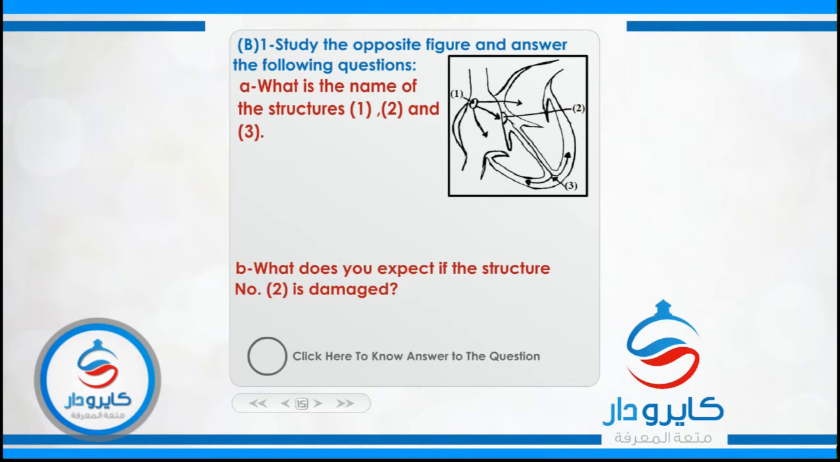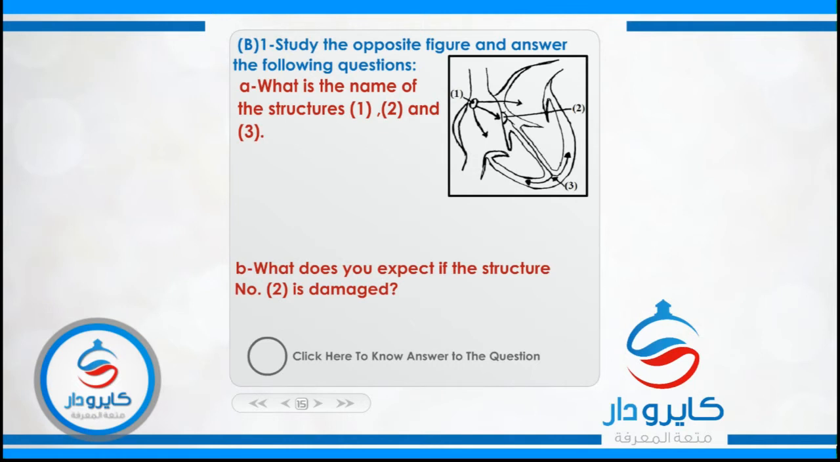We understand that the sinoatrial node is responsible for sending impulses to the two auricles causing their contraction, and sends the impulses to the atrioventricular node, which receives the impulses from the sinoatrial node and sends them to the His fibers, causing the contraction of the two ventricles. So the three parts, sinoatrial node, number 2 atrioventricular node, number 3 His fibers, are the answer of question A.